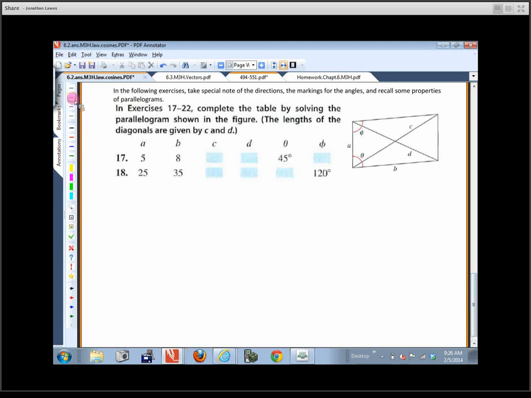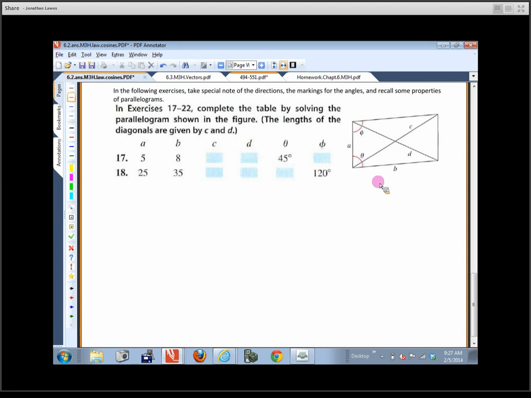Let's take a look at number 17. One thing we want to take note of is, it says, complete the table by solving the parallelograms shown in the figure. So I have a parallelogram, and there are a couple things we'll want to remember about a parallelogram. The lengths of the entire diagonals are given by C and D. When they say C, it's not just this piece right here, it's the whole thing. The whole thing is C, and same for D. A is this side over here, and B is this side over here. Okay? Any questions?